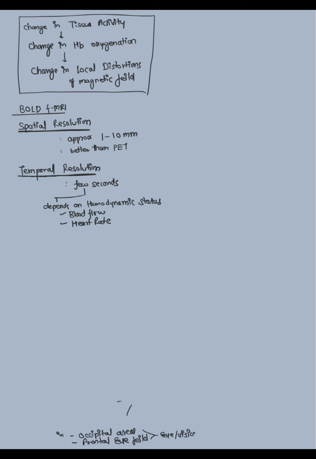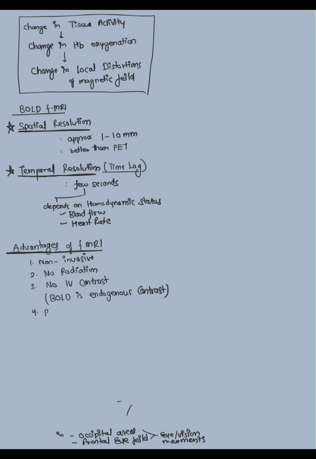So now what are the advantages of functional MRI? It is a non-invasive technique, it has no radiation, there is no IV contrast used because BOLD is an endogenous contrast which is already present, and there is a better spatial resolution than the PET and EEG, and it can detect the interacting regions of the brain also.